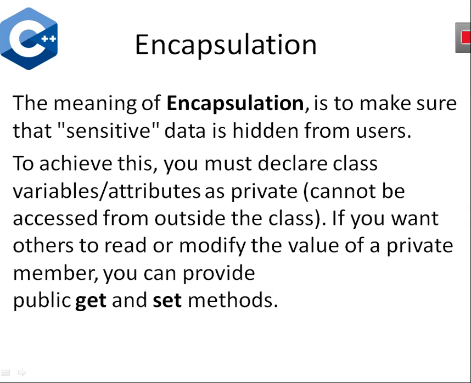The meaning of encapsulation is to make sure that sensitive data is hidden from the users. Not all users, but the common users. To achieve this you must declare class variables or attributes as private. Private is the access specifier we discussed in the last lecture, so it cannot be accessed from outside the class. If you want others to read or modify the value of a private member, you can provide public get and set methods.